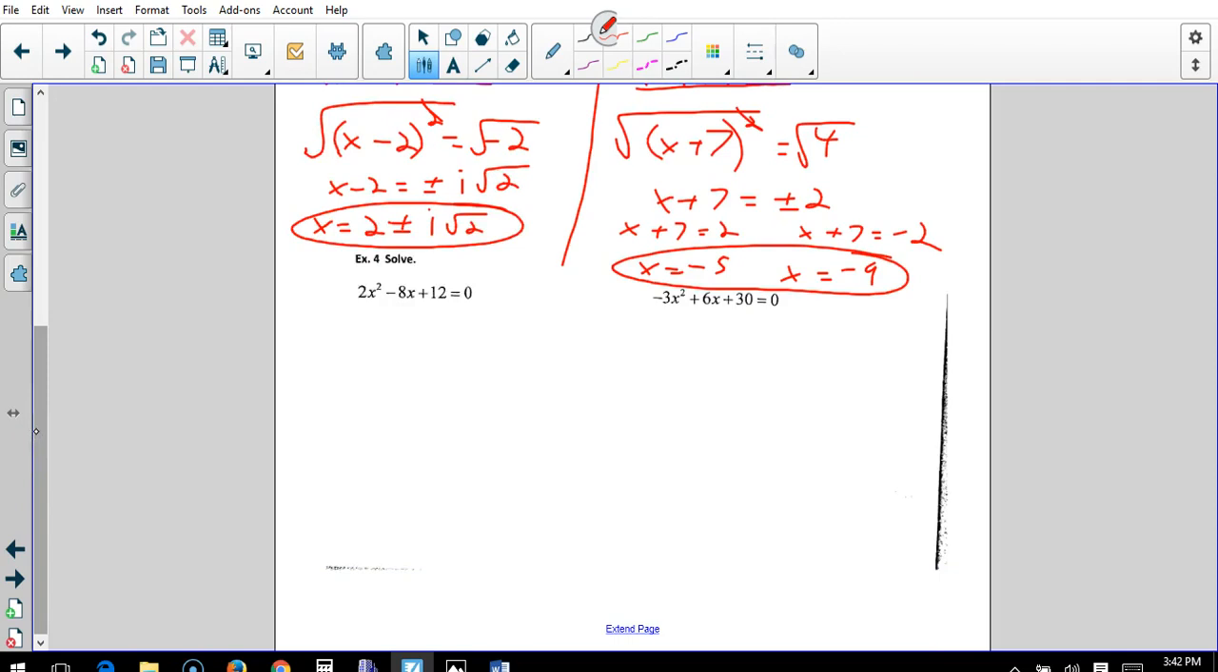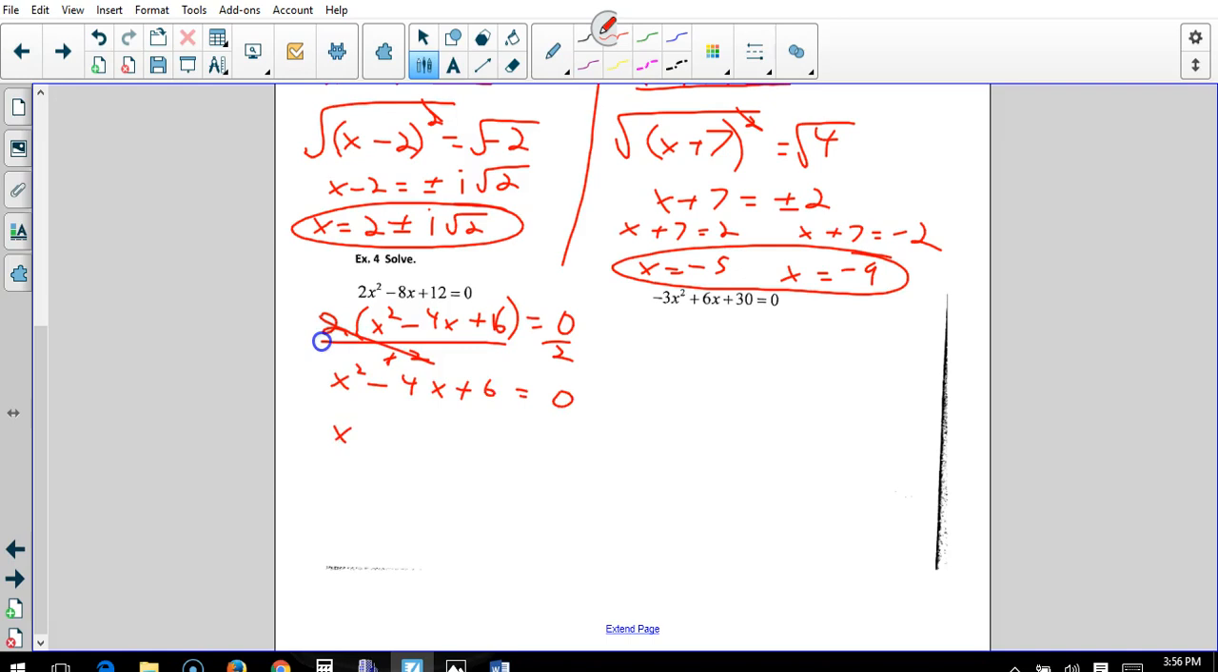Okay. Notice here, not equal to 1. I need to divide everything by 2. X squared minus 4x plus 6 equals 0. Okay, now we factor that out. We're going to divide both sides by positive 2, which leaves me with x squared minus 4x plus 6 equals 0.